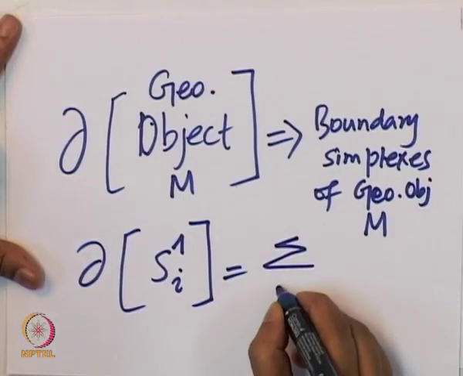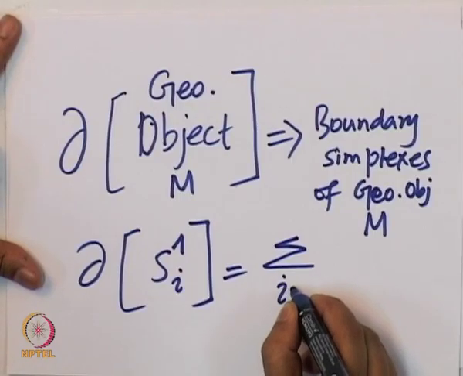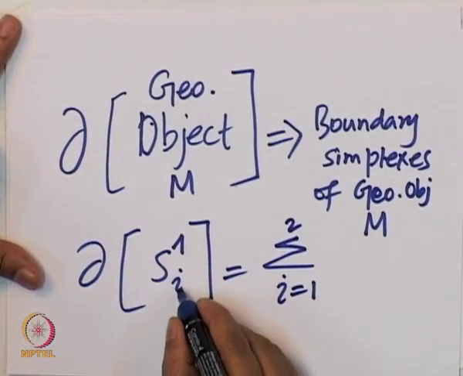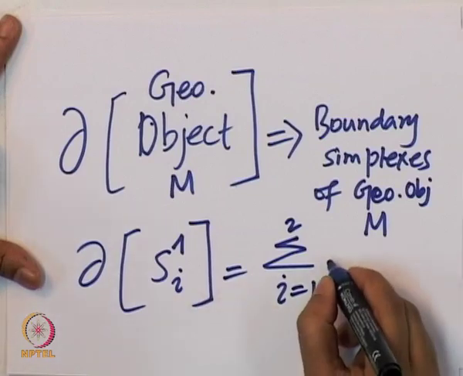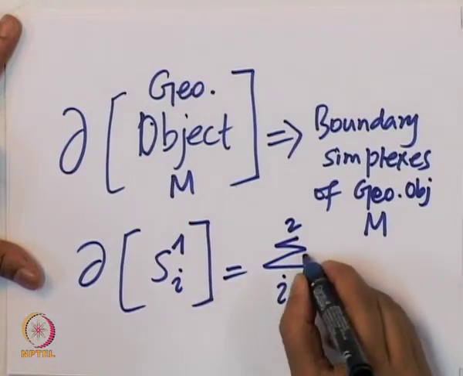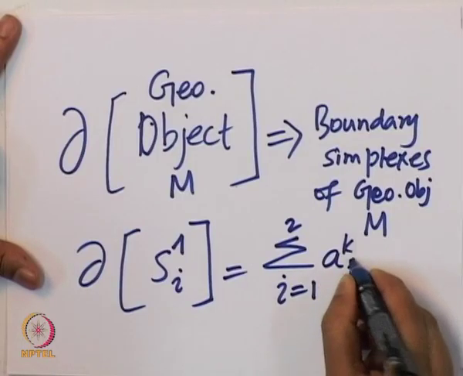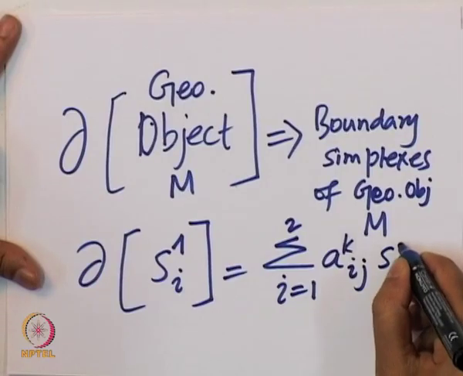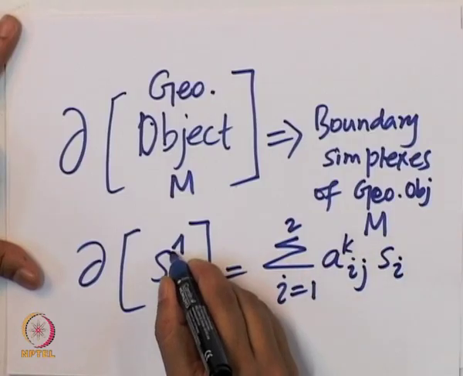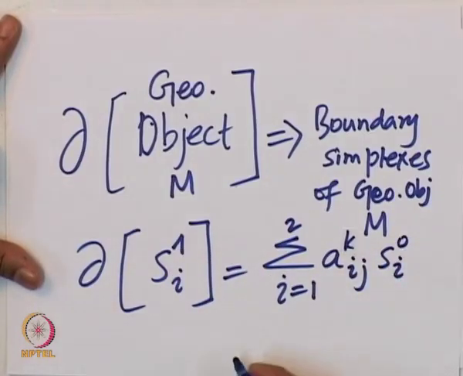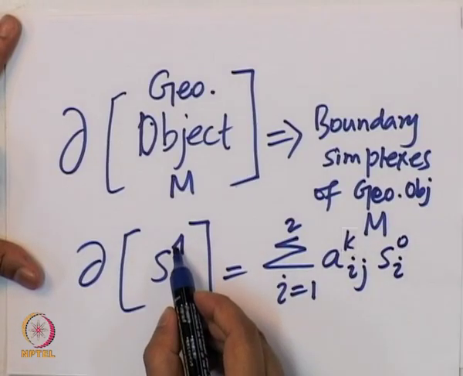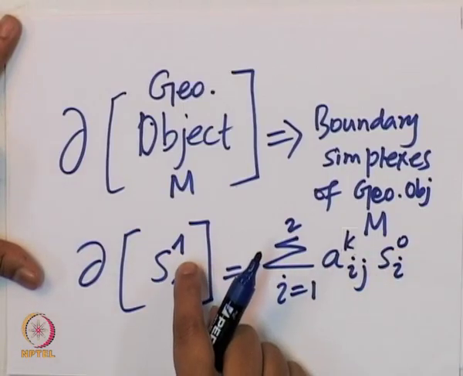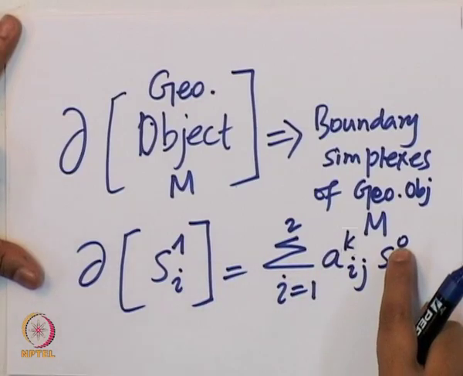sigma, i equal to 1 to 2, because for a 1 simplex there are only 2 points. Sum of this a, i, j, k, where i goes from 1 to 0. So what I am doing is I am taking an object, I am going from k+1 to k. So if k+1 is equal to 1, what I will get is k equal to 0.